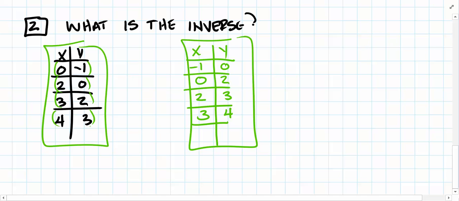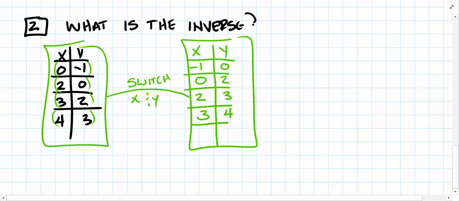I wanted you to practice drawing the inverse, or writing the inverse. So what was the key thing that we did to get the inverse of this? What did we do? One major thing. There you go. We switched the x and the y to get the inverse of that function. Okay.